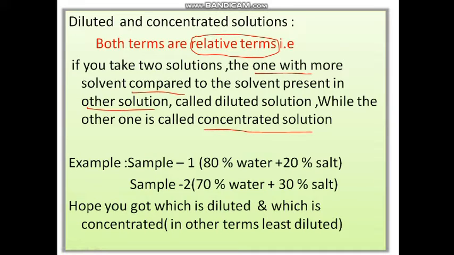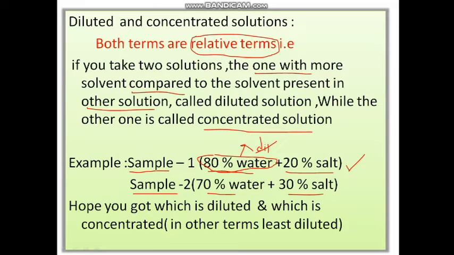Let's take an example. We have two samples, sample 1 and sample 2. Sample 1 contains 80% of water, 20% of salt. Sample 2 has 70% of water, 30% of salt. Apart from sample 2, if you consider sample 1, it has 80% of water. As soon as we see that 80% of water, surely we say that it is a diluted one. But we should not say like that, because only with the comparison of another solution can we say that the solution is diluted or concentrated.